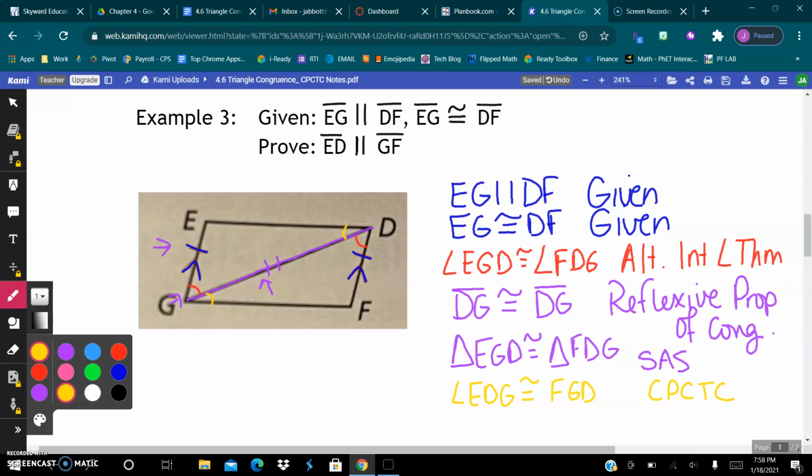And then if that is the case, let me change the color here. If these were our parallel lines now, and this was our transversal cutting them, then those angles would be congruent as well. So then we can say that those two lines, two segments, are parallel.